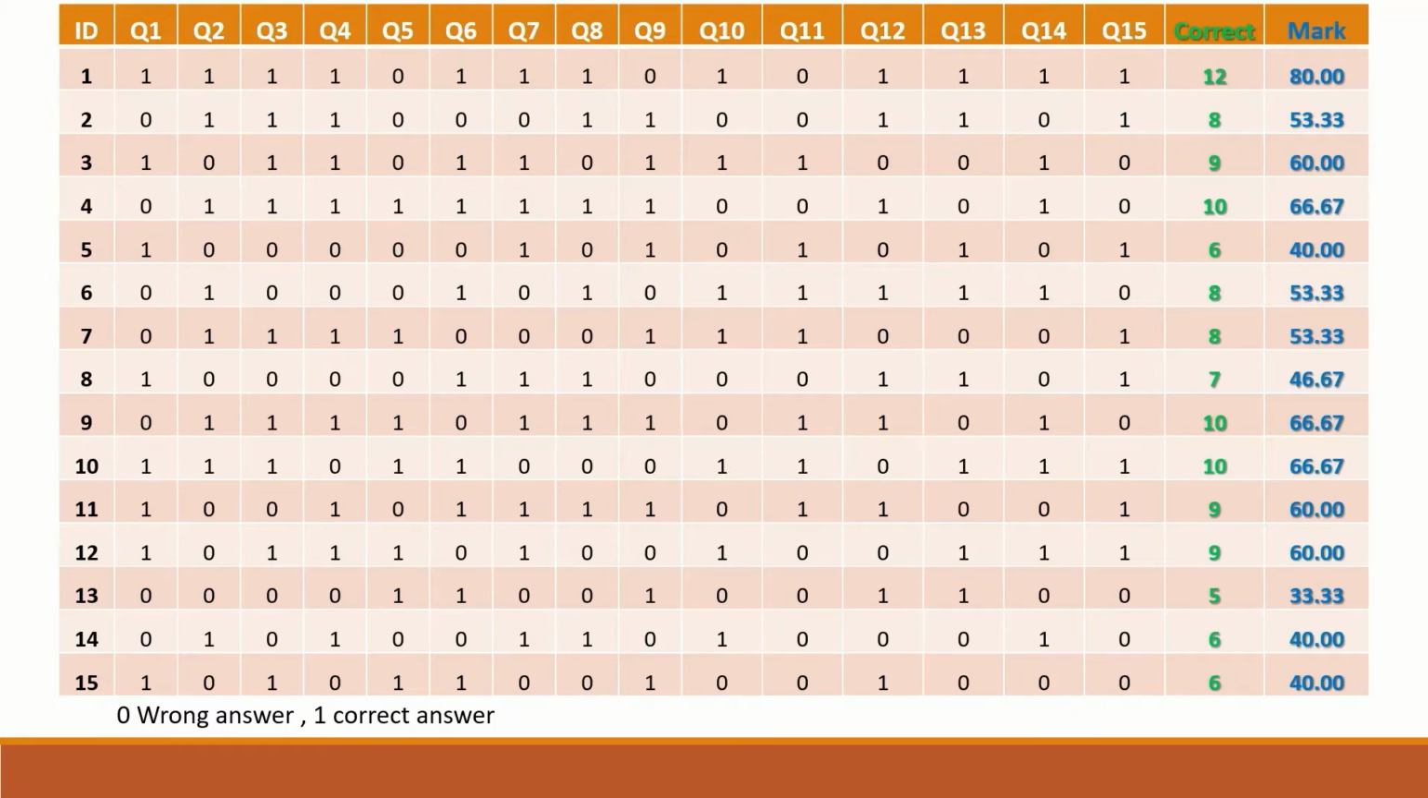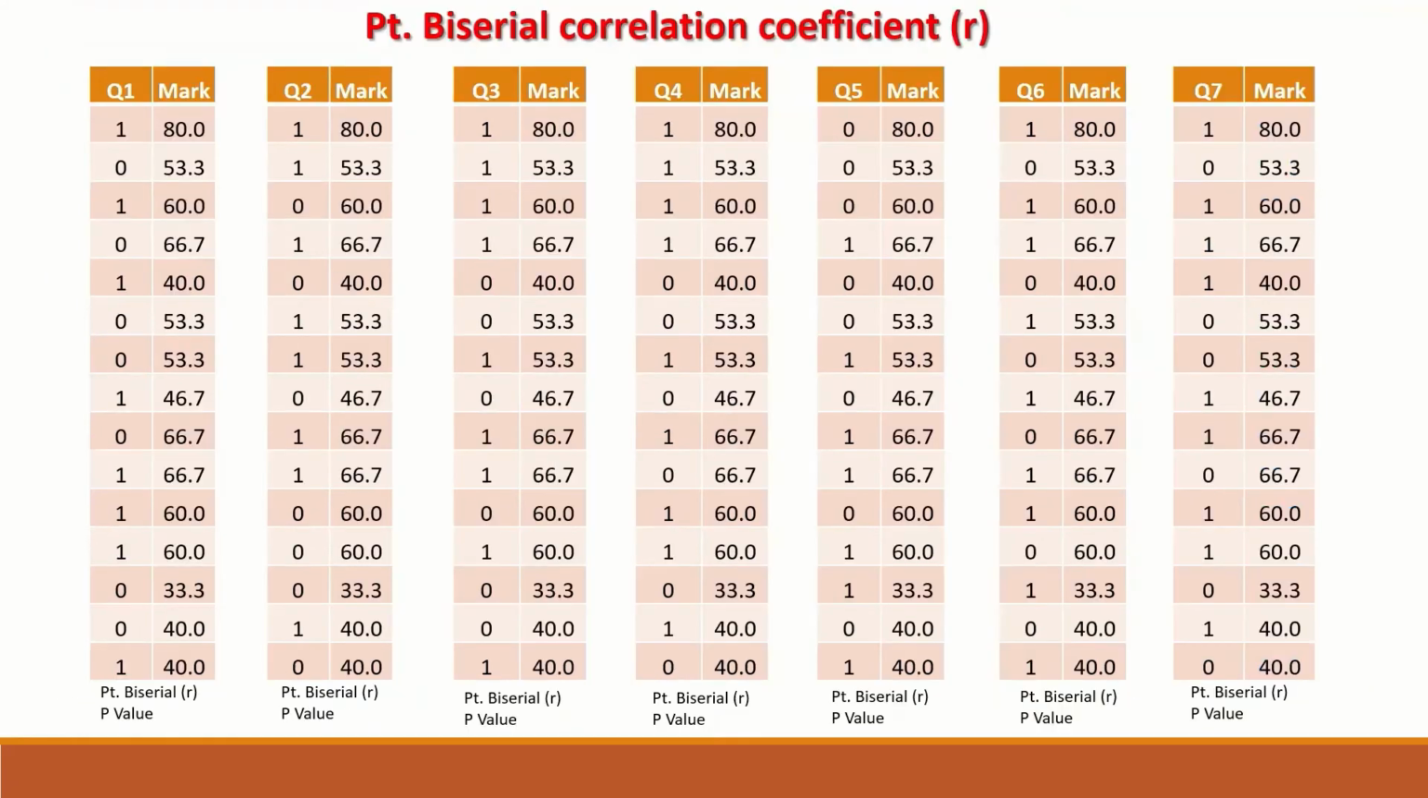labeled as mark. So in the point biserial correlation, once the total mark is calculated, the test is performed and the test will correlate each specific question, the scores in each question, with the total mark as shown here in this slide.